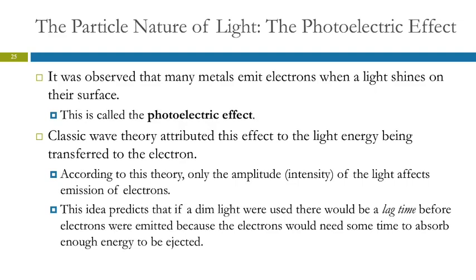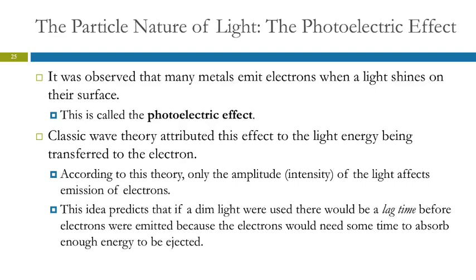So that's what waves do. The photoelectric effect is the observation that many metals will emit electrons when a light shines on their surface. So classic wave theory says, well, this is the light energy being transferred to the electrons. And if that's true, then only the intensity, the amplitude of the light would affect the emission of electrons, because the intensity is the brightness, right?